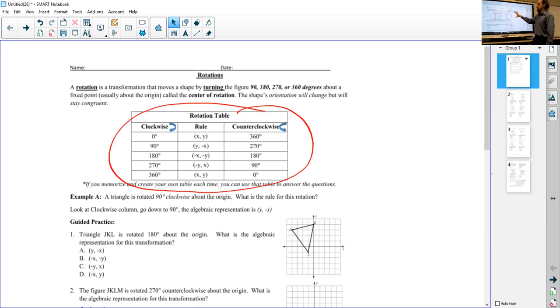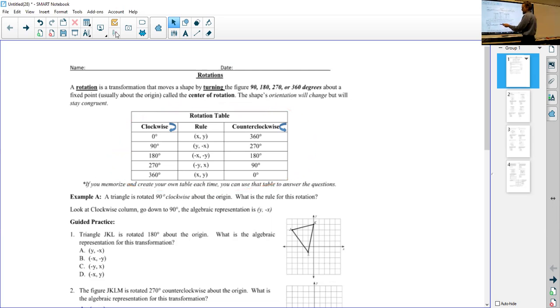I don't have any other words besides those two. The problem is, it tells you if you memorize and create your own table, you can use it to answer the questions. And that's true. If you can memorize this table, the table makes things very easy. Problem is, if you look at the rules, these rules are all very close to each other. So your chance of memorizing this table correctly 6 months from now is not great.